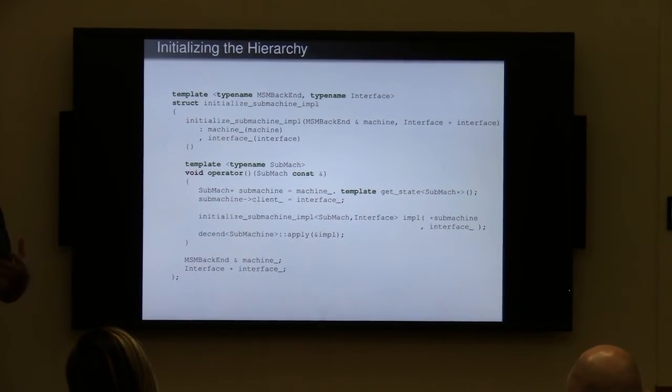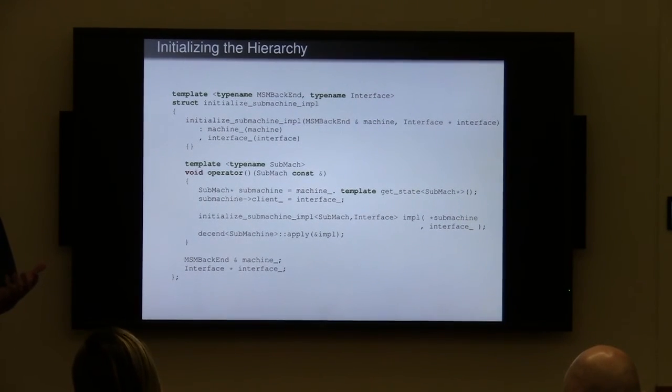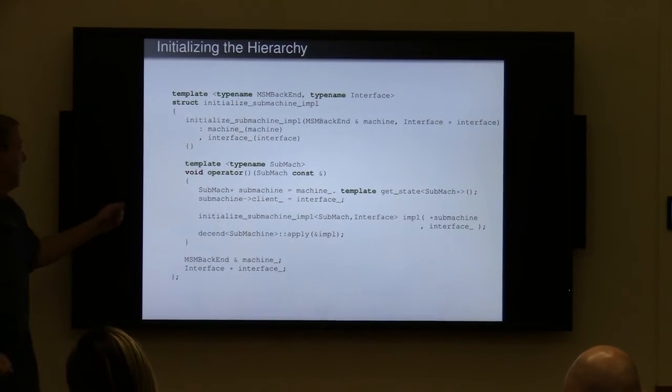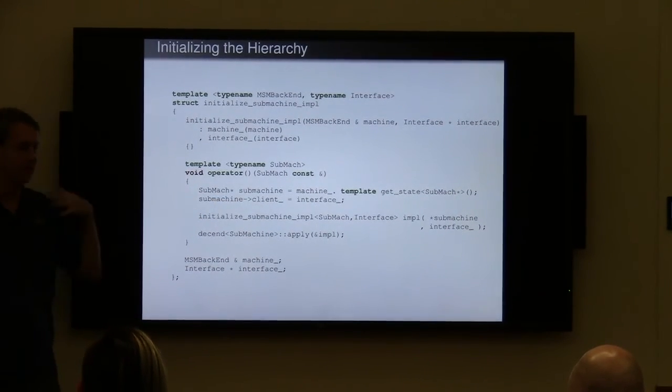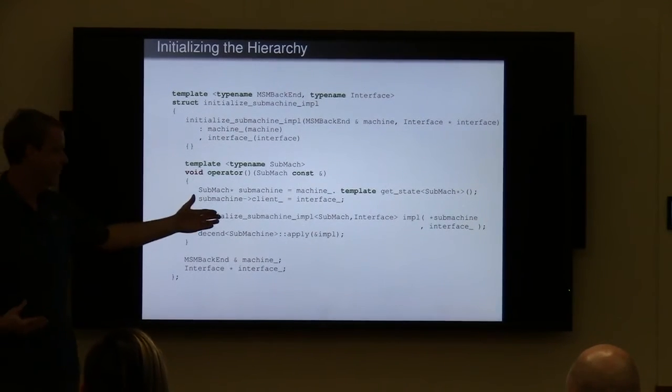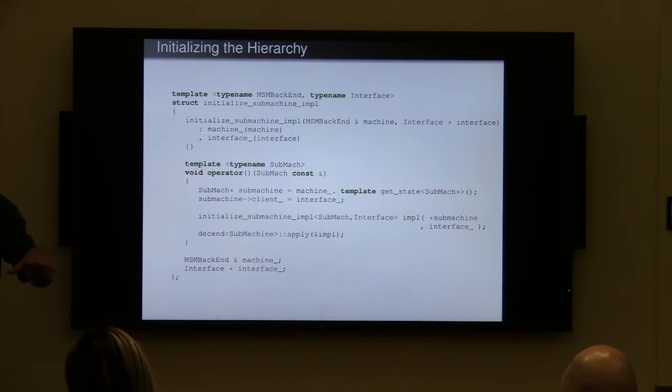So we're trying to just get instantiations of machines. We don't have a variable to these, right? We don't have a name. We've got to somehow get them out, and this is how we're getting them out. And then we're going to take the submachines and set its client also to the same interface, make another impl, reapply, right? So we're just recursively reapplying through all the machines any submachines that they might have.